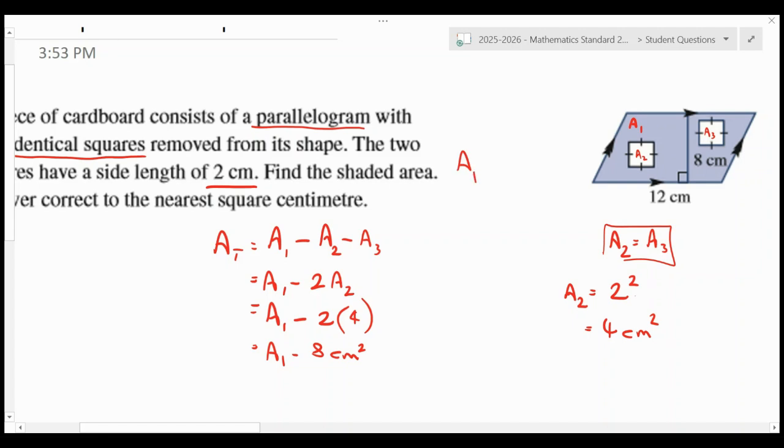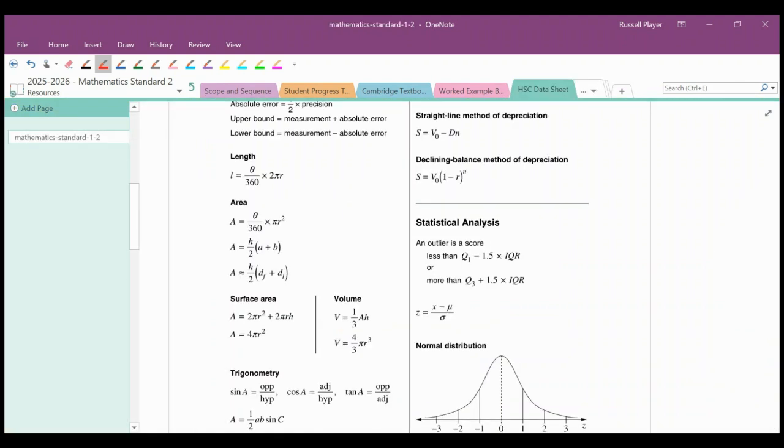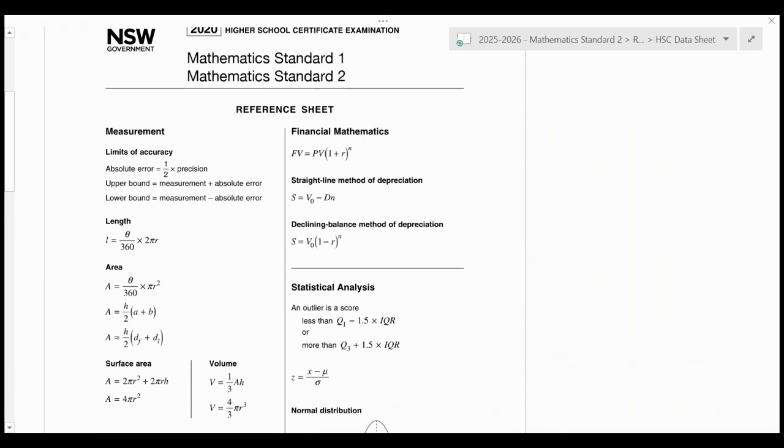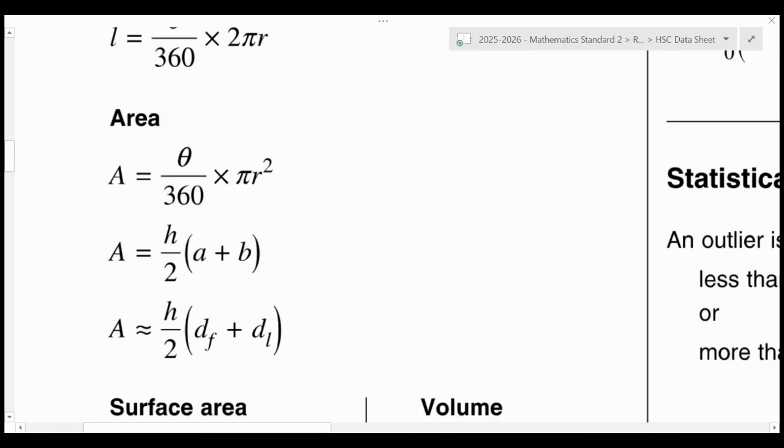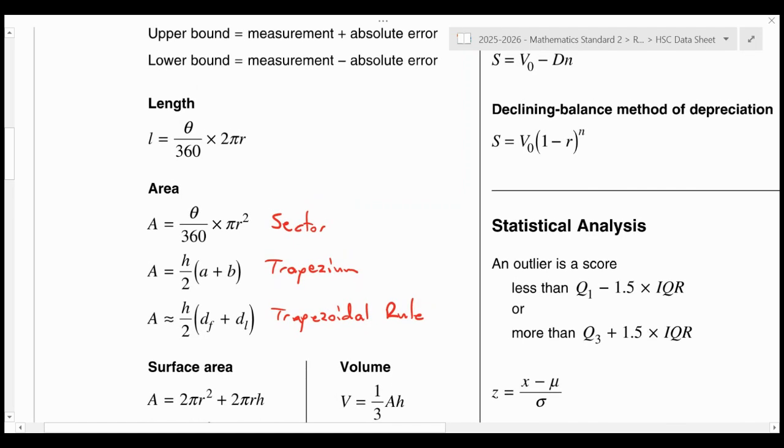I hate to say this, guys, but the area of a parallelogram is not on your formula sheet. If I just duck over to the HSC data sheet, here is your data sheet for your HSC. Here is the stuff on area, and hopefully you'll be able to see that is the area of a sector, that is the area of a trapezium, and that is the trapezoidal rule, which we will be doing later on. But you've got those formulas on here. Unfortunately, it doesn't give us the area for a parallelogram.